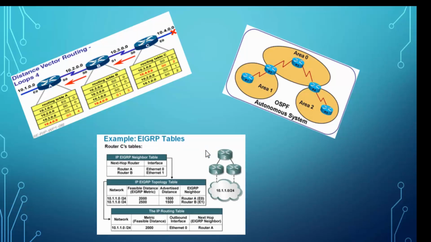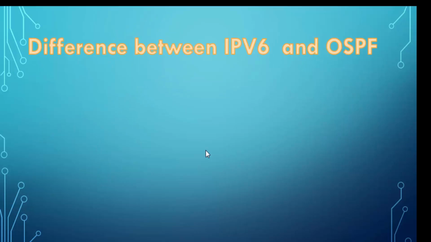And over here, we're going to see EIGRP tables. EIGRP carries three tables. One is the neighbor table, one is the topology table, and the other one is the routing table, guys. The difference between IPv6 and OSPF.